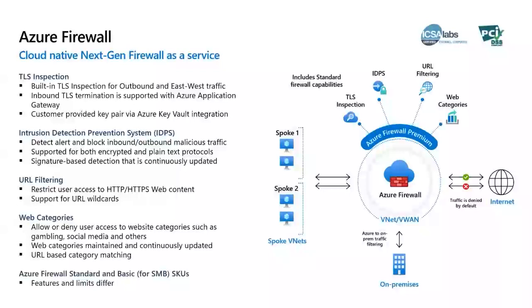So we'll get started with an Azure Firewall overview. Azure Firewall is Azure's first-party next-generation firewall with built-in high availability and unrestricted cloud scalability. It's a fully stateful firewall that provides both east-west and north-south traffic inspection for your environments. Azure Firewall comes in 3 different SKUs: basic, standard, and premium.